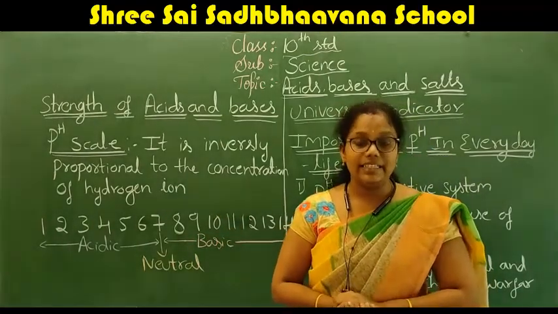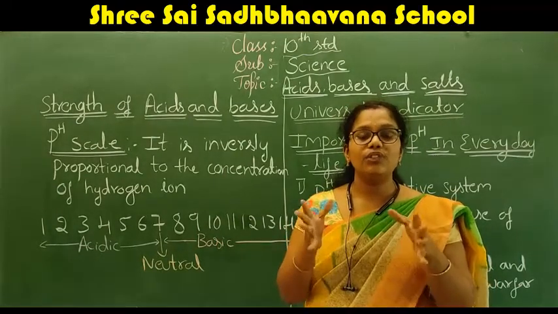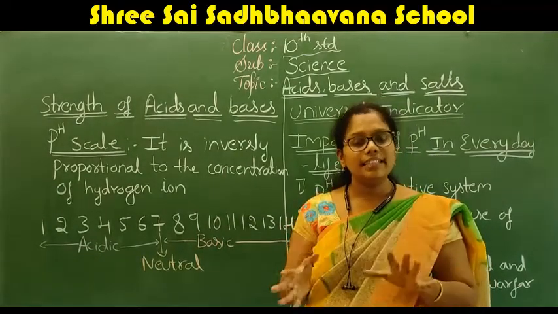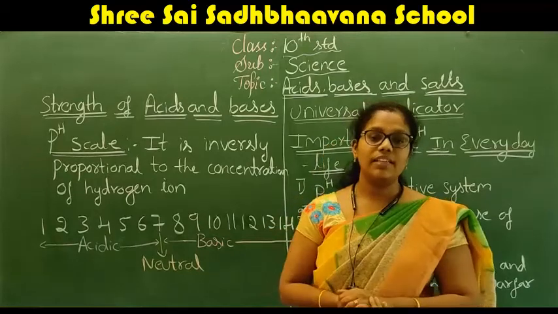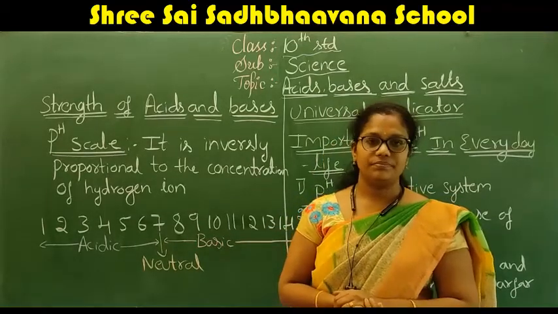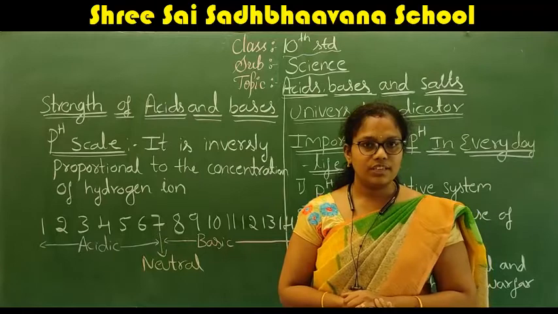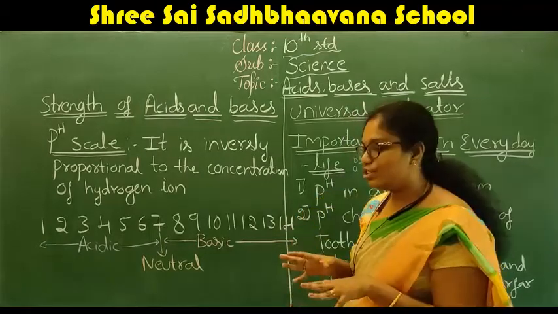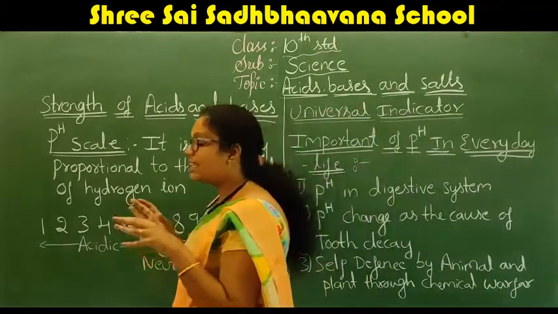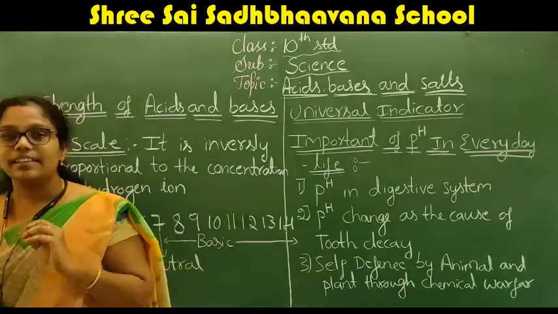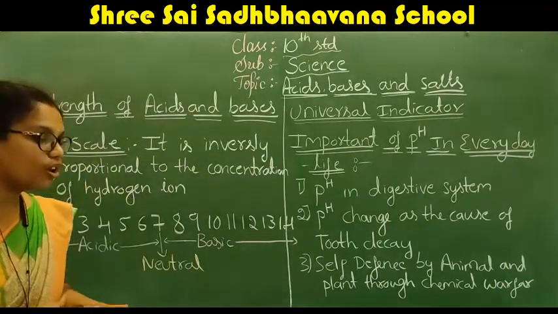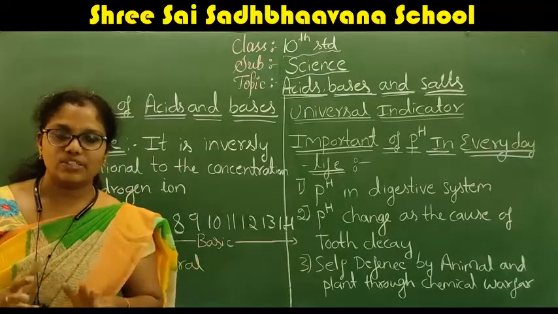And exactly if you get the value of 7, then that type of solution we call a neutral solution. What is a neutral solution? If the pH value of that solution is exactly 7, then that solution we call a neutral solution.